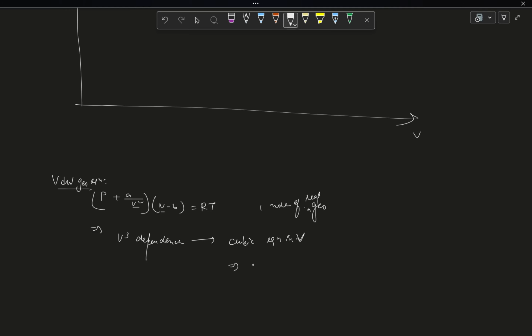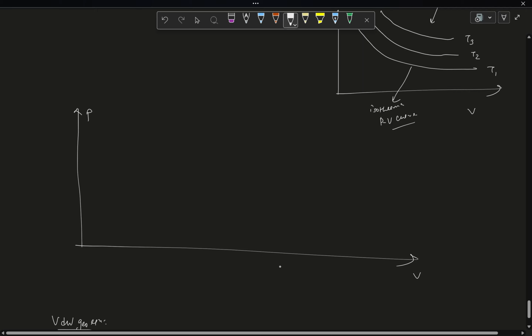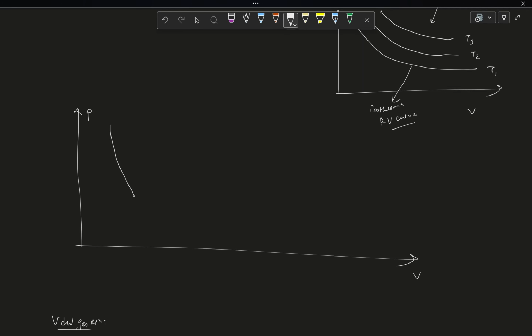That means it has 3 roots obviously. So the nature of the curve will now change. It will not be a simple rectangular hyperbola, because it will now take a shape like this.